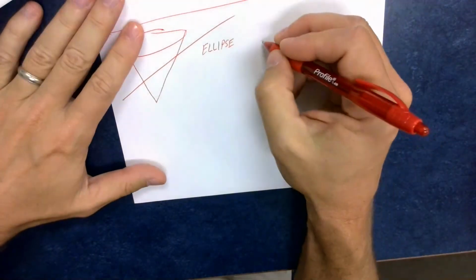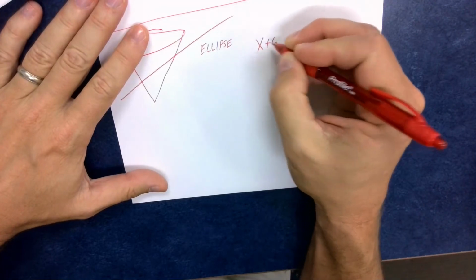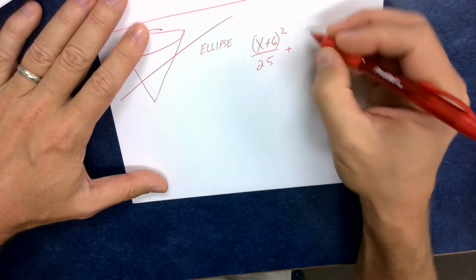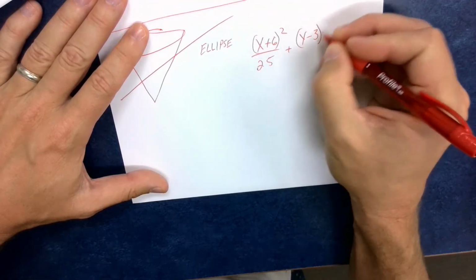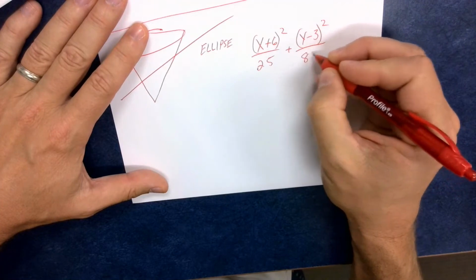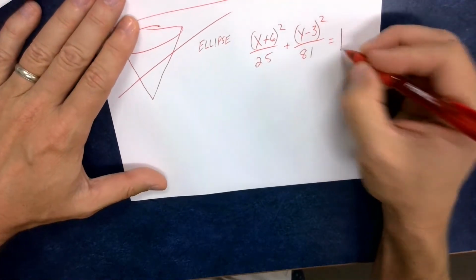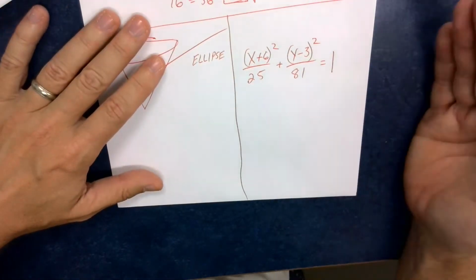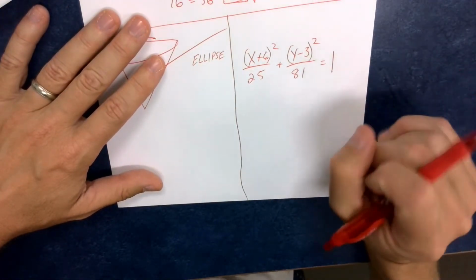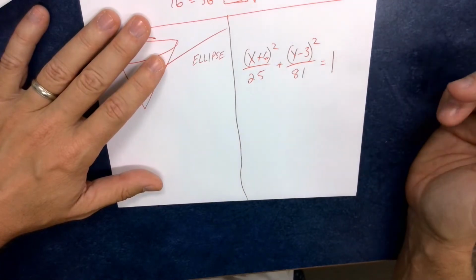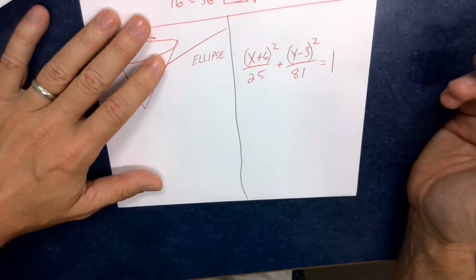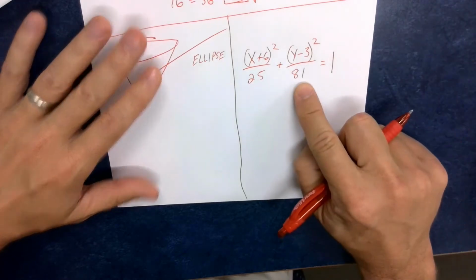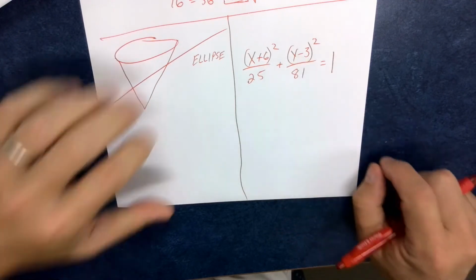Then I'm going to give you equations like this. Maybe I'm going to give x plus 6, quantity squared over 25, plus y minus 3 squared over 81 equals 1, and give it something like that. And I'm going to say, hey, what is this? And hopefully you're going to say an ellipse. And if I said, what's the center? You would say that it's at negative 6, 3. And I would say, is this wider or is it taller? And you would say, it's taller because the bigger number goes underneath the y variable.